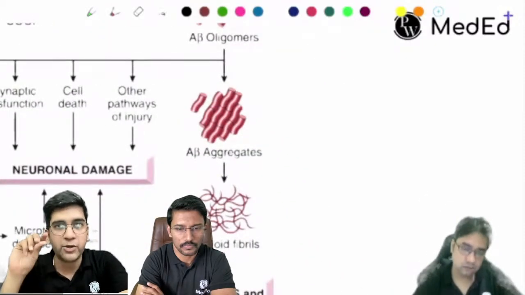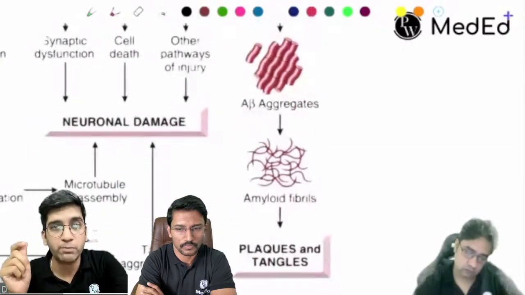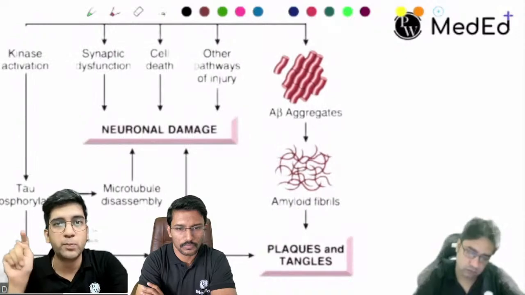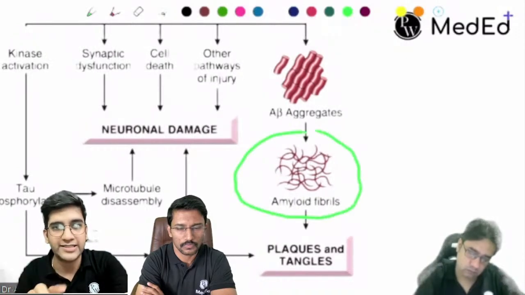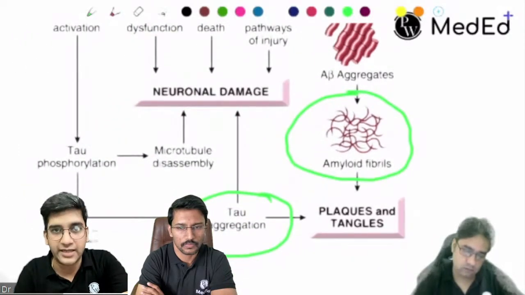These A beta amyloid fibrils form the plaques. Tangles are more important because tangles have something called a tau protein, tau phosphorylated protein. There are two things here. You can see them, plaques and tangles. The tau which gets aggregated forms the tangles, and the amyloid, just the amyloid, forms the plaque.